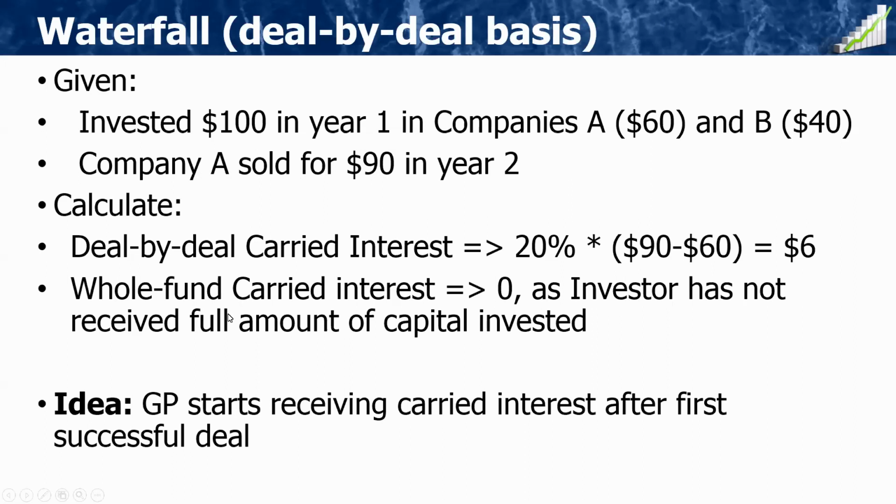Should it be calculated as a whole fund carried interest on a cash basis, there will be 0 carried interest to distribute to the general partner. And the reason is simple. The investor has not received the full amount of capital invested. Remember, the full amount was 100. And we don't take into account management fee and expenses here, just the simple situation. Invested 100, you get back only 90. Cost is not returned, so no carried interest. So that's the simple difference between the American style and European style situation. In terms of actual IRR, European style is more limited partners friendly.